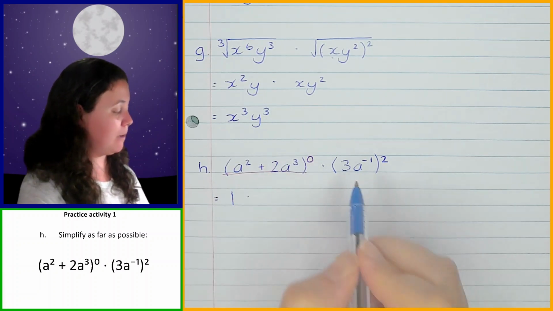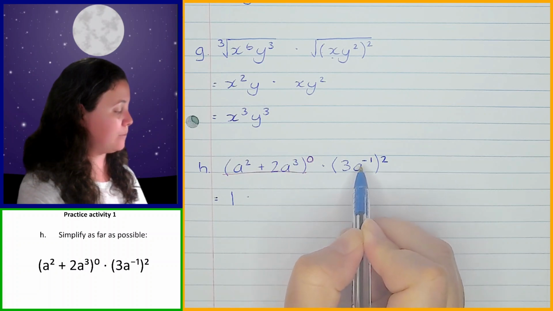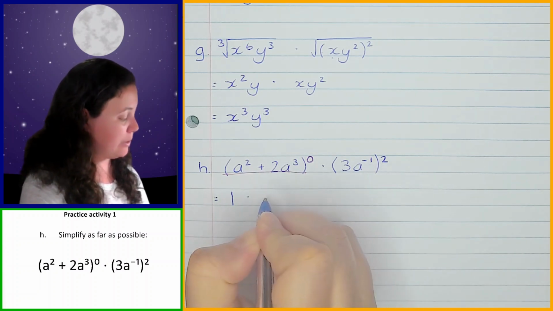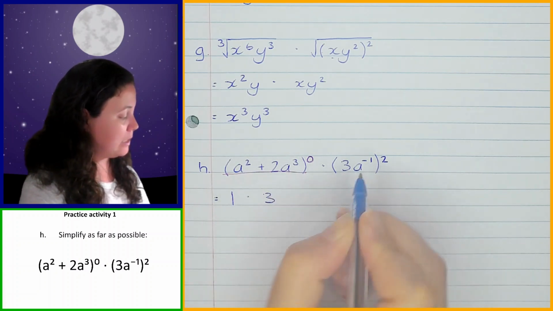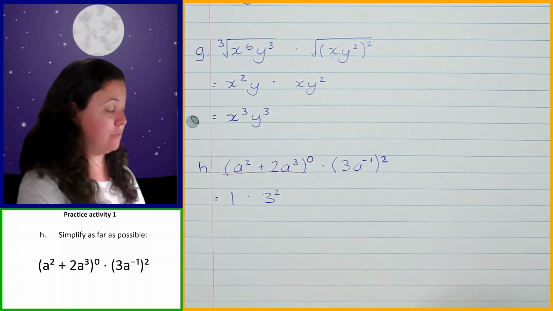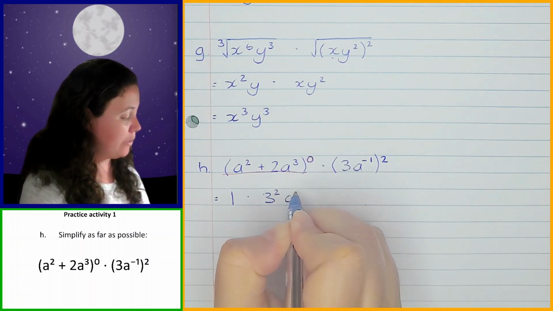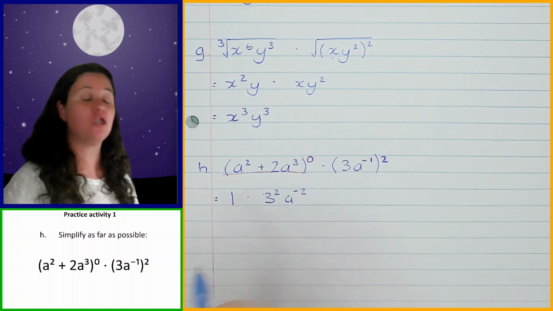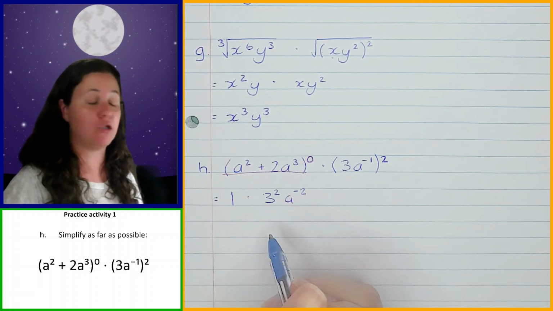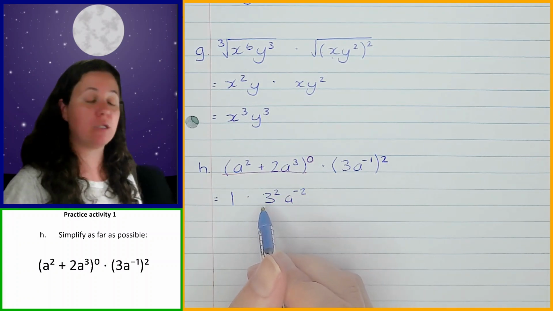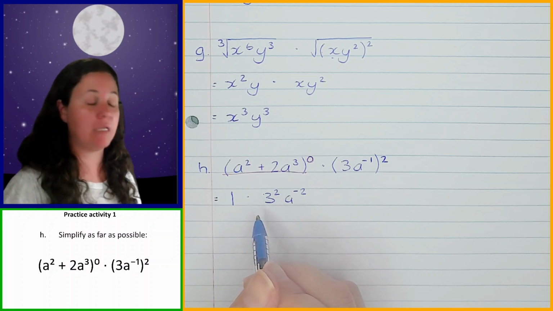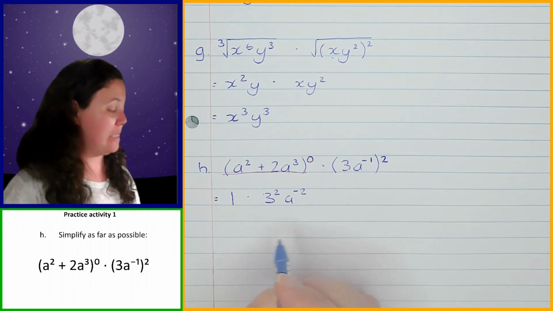And that is being multiplied by, over here, I've got 3a to the power of negative 1 squared. So that's going to be 3 squared, which is 9, okay? And then a to the power of negative 2. So, like I said, you can choose to write it as 9 straight away, or you can choose to write it as 3 squared. In this one, I chose to write it as 3 squared, and then I'm going to write it as 9 in the next step.